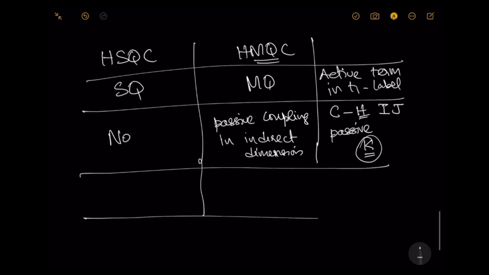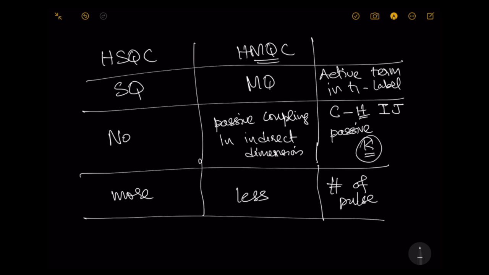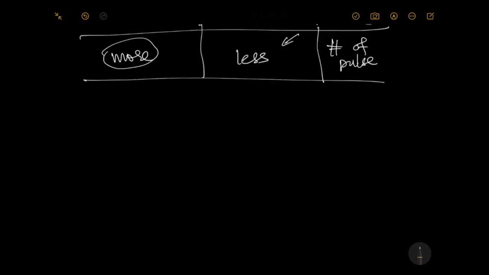In addition, I'm sure you can appreciate the number of pulses is less in the HMQC while it's more in the HSQC. This is advantageous in that the HMQC is a little more forgiving of imperfections and small miscalibrations that you have made in the pulse program. On the other hand, since you have more pulses in the HSQC, if you are miscalibrated, it is going to give you a lot of phase artifacts and a serious hit in the sensitivity.